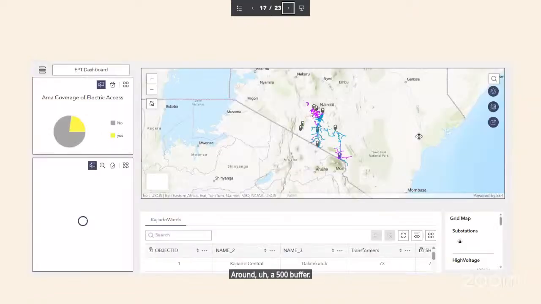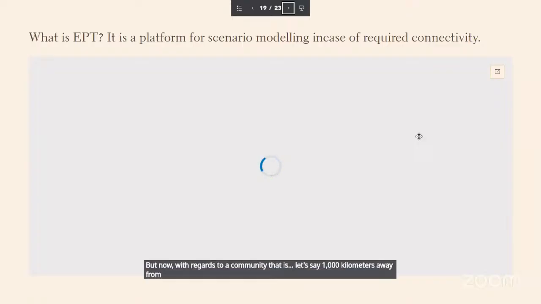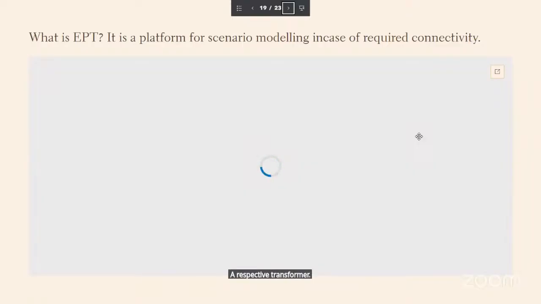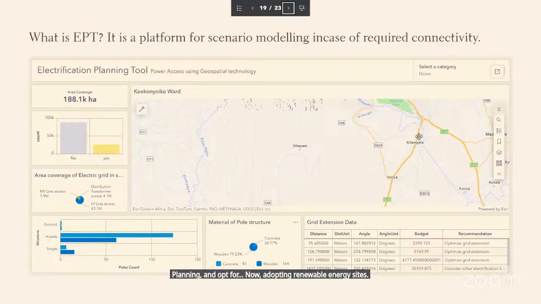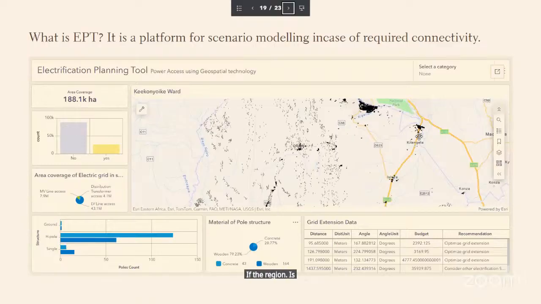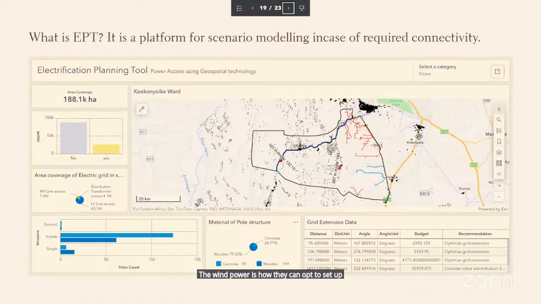So let's say a community that is around a 500 buffer around the transformer, they can opt for grid extension since the budget is not that high. But with regard to a community that is, let's say, 1,000 kilometers away from a respective transformer, they can opt for electrification planning and adopt renewable energy sites. If the region has a high solar radiance, they can opt for solar, and if the wind power is high, they can opt to set up windmills or wind turbines.